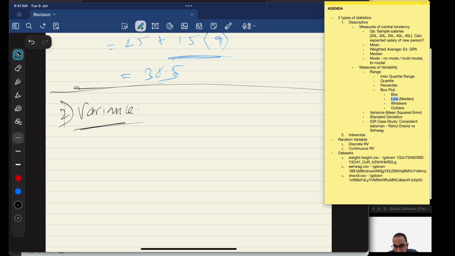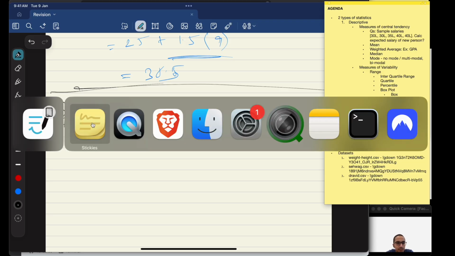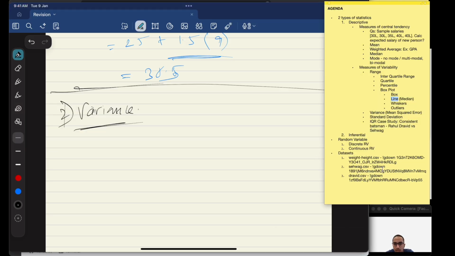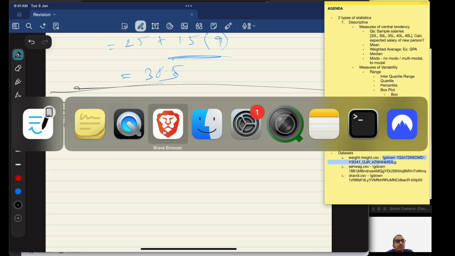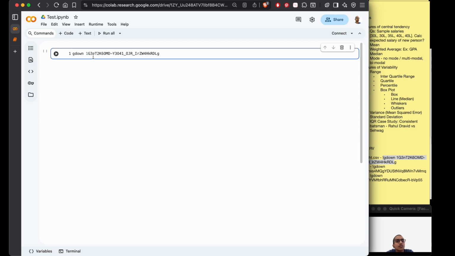Yeah, I guess here we'll have to use the dataset. So we'll use the dataset. The dataset is this one, weight-height.csv. You just have to copy this gdown thing. Oh wait, something's weird. Interesting. Okay, it copied everything.